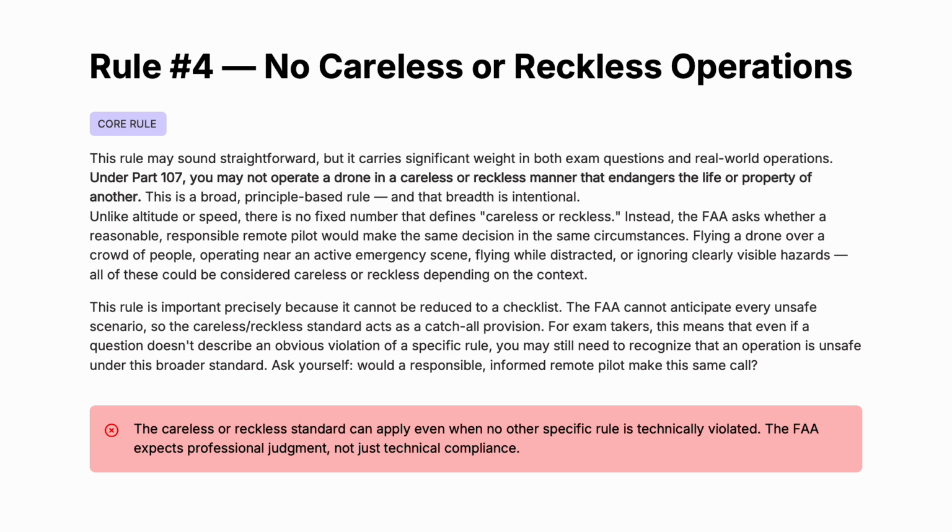Flying over a crowd, operating near an active emergency scene, flying distracted, or ignoring an obvious hazard. All of these could fall under careless or reckless, even if no other specific rule is technically broken. Think of this rule as the FAA's catch-all. They can't write a regulation for every possible bad decision, so this standard exists to cover the judgment calls. On the exam, that means even a scenario that doesn't obviously break a specific rule might still be a violation under this broader standard. Always ask yourself, would a responsible, informed pilot make this call?